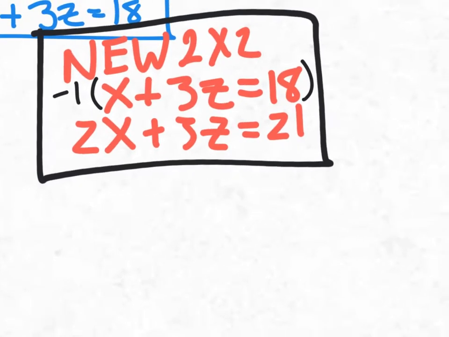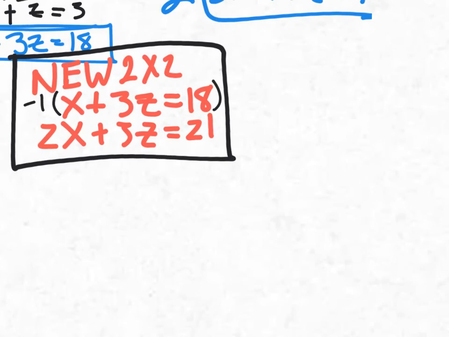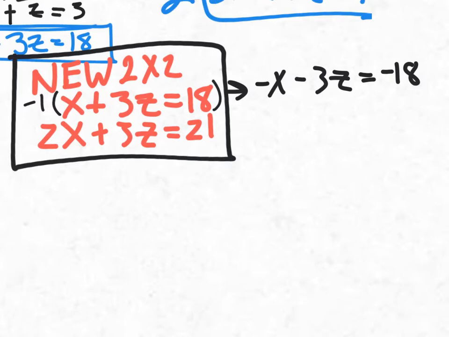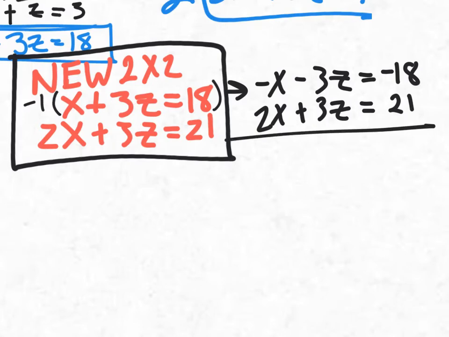And I'm going to write my new equation right to the side of it right here. And that's going to be a negative x. It's going to be a negative 3z. And it's going to be a negative 18. And the bottom one, I'm going to leave it exactly the same. I'm just going to rewrite it. 2x plus 3z equals 21. And of course, now we're able to combine. I usually write this in blue. The negative x and the 2x, what do you have left?